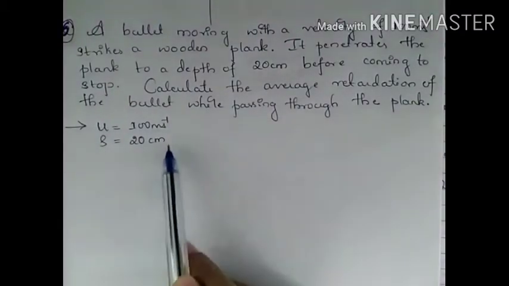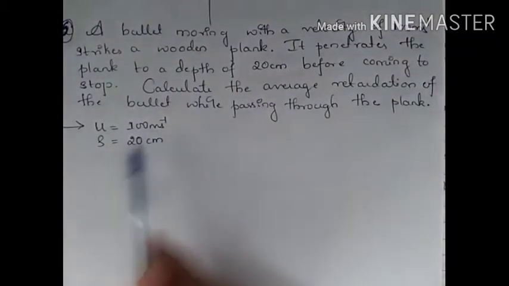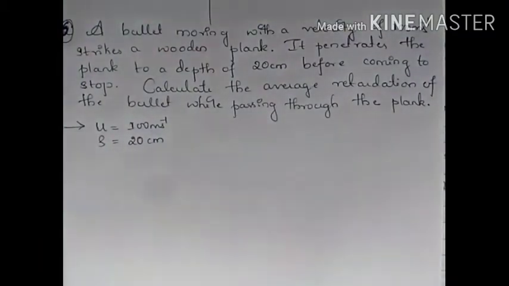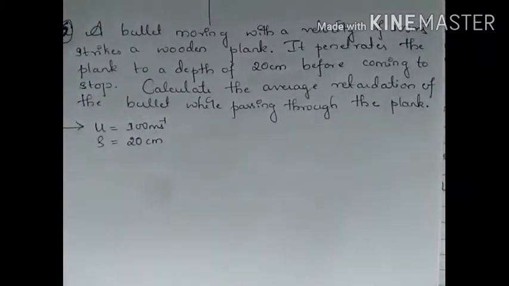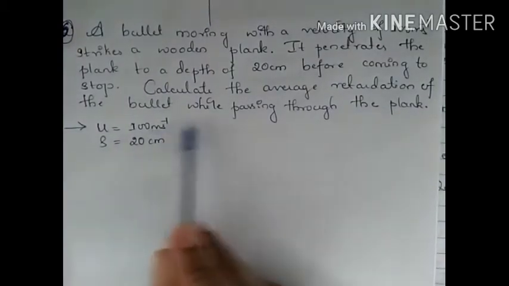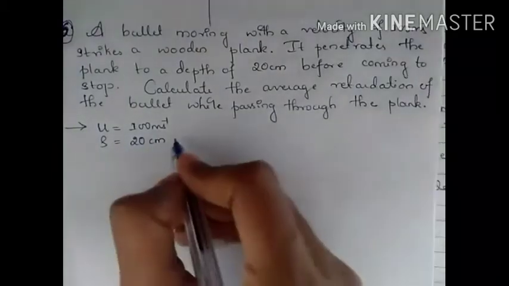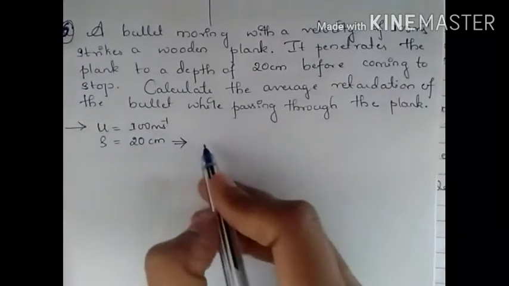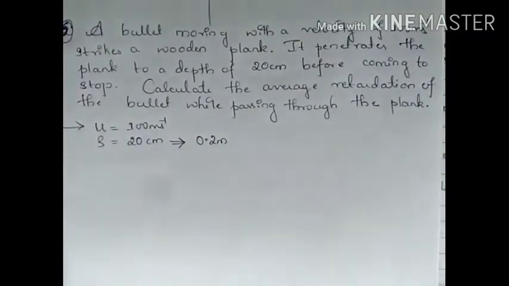So here u is in meters per second and s is in centimeters. So you have to convert, or you have to make the two data in one unit. So this is in meters, this is in centimeters. So if you calculate with these two different units, then the answer you get will be wrong. So either you convert this to meters or this to centimeters. So let us convert 20 centimeters to meters. So 20 centimeters is equal to 0.2 meters.